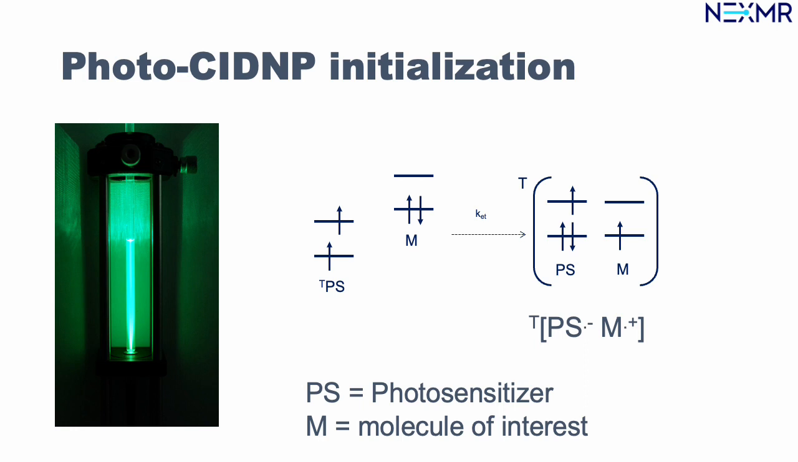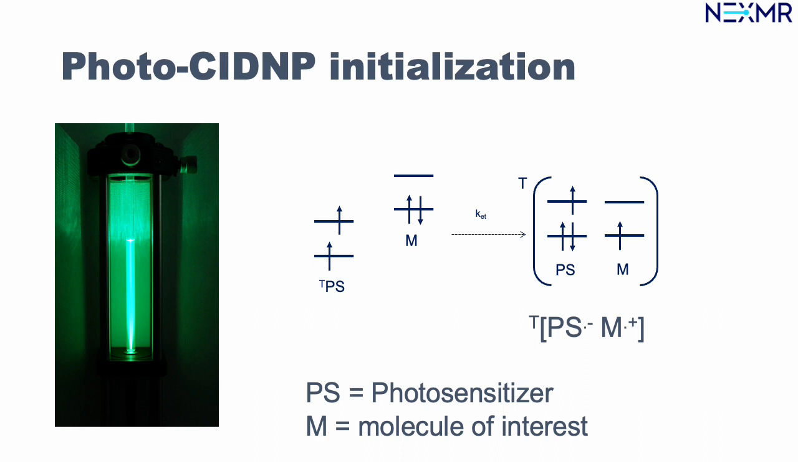So to trigger photo-CIDNP, what you need is a photosensitizer that is present in your sample, and you excite it using light. Your excited photosensitizer ends up in a triplet state eventually, and this triplet state photosensitizer can meet with a molecule M and eventually an electron transfer can happen. This electron transfer happens from the molecule, which gives an electron to the photosensitizer PS. And this results in the formation of a radical pair.